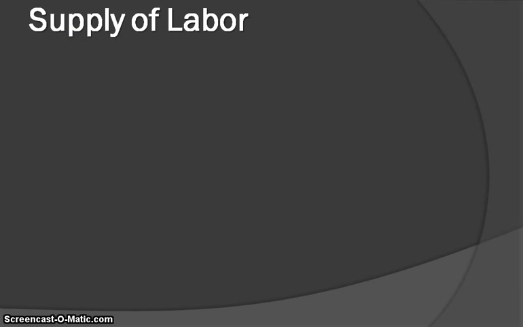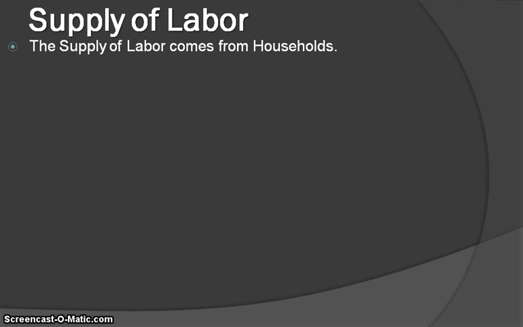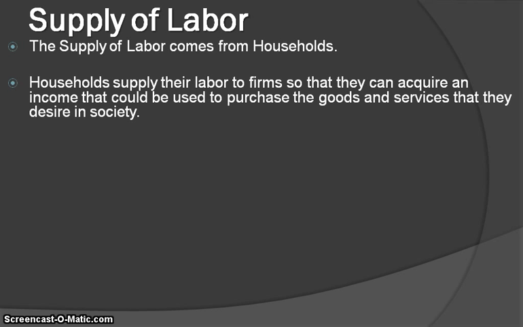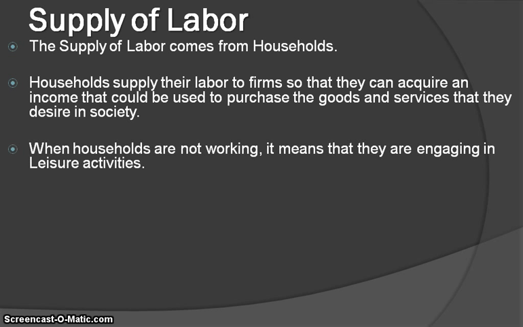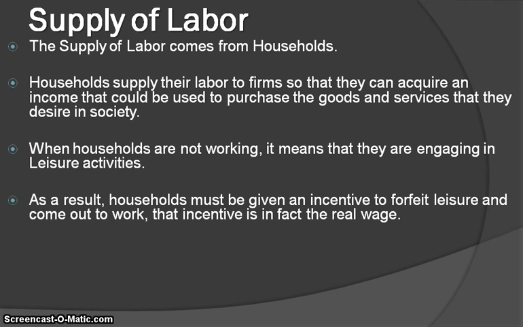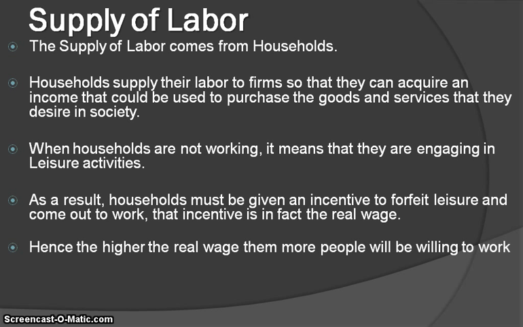And we can look at the supply of labor also. The supply of labor comes from households. Households supply their labor to firms so that they can acquire an income that could be used to purchase the goods and services that they desire in society. When households are not working, it means that they are engaging in leisure activities, and as a result, households must be given an incentive to forfeit leisure and come out to work, and that incentive is in fact the real wage.